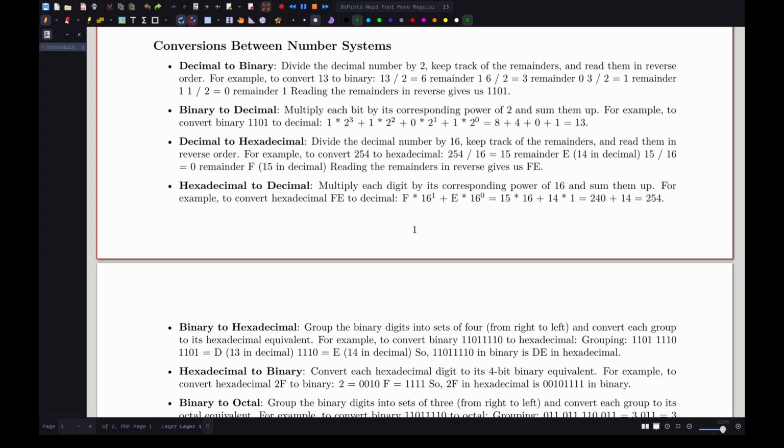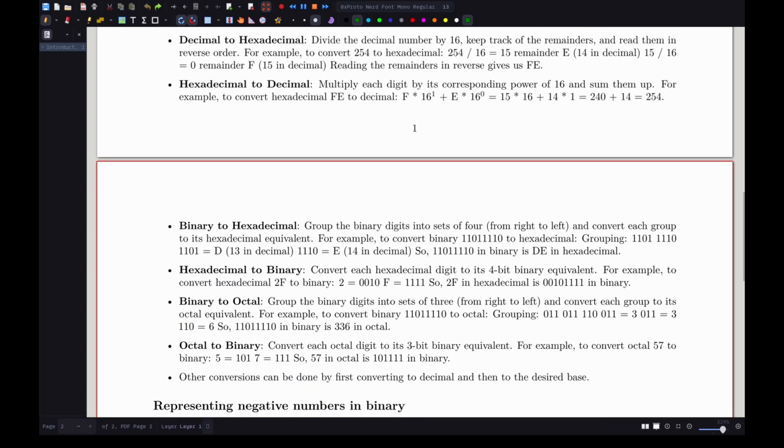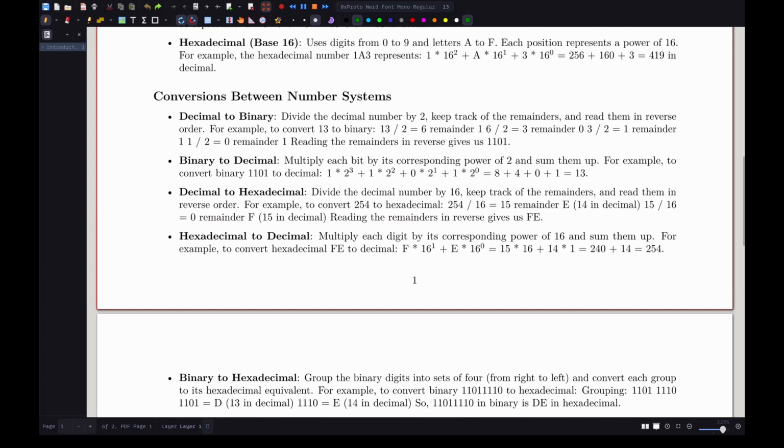Binary to decimal, we already discussed. That's just the place value, face value thing. Decimal to hexadecimal. Same concept as decimal to binary, except instead of dividing by 2, you divide by 16. You divide by 16, keep track of the remainder, take the quotient, divide by 16, repeat until you get to 0, read the remainders in reverse, and you have the conversion.